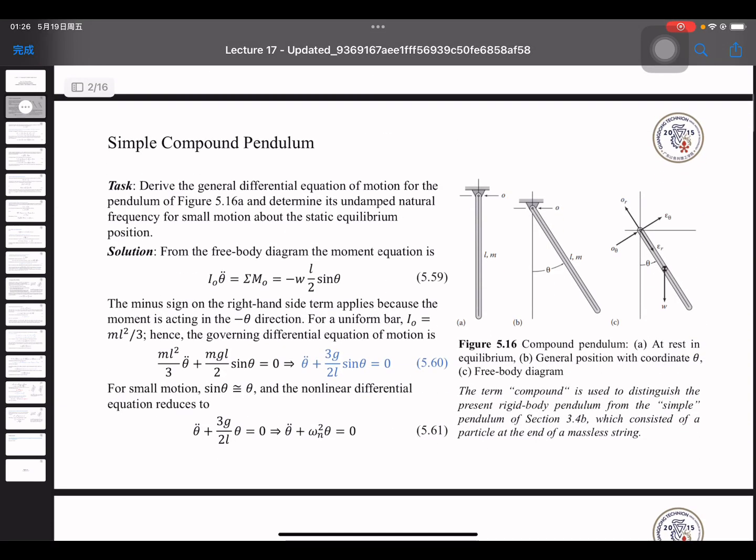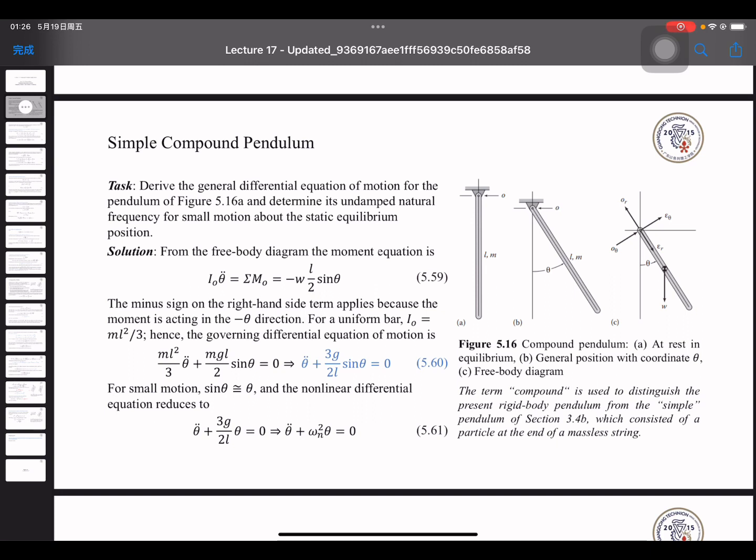For compound pendulum applications, we will talk about situations like the simple compound pendulum. We will go through the example to see what it is like. Task: first read the general differential equations of motion for the pendulum in figure 5.68 and determine its undamped frequency for small motion about the static equilibrium position.